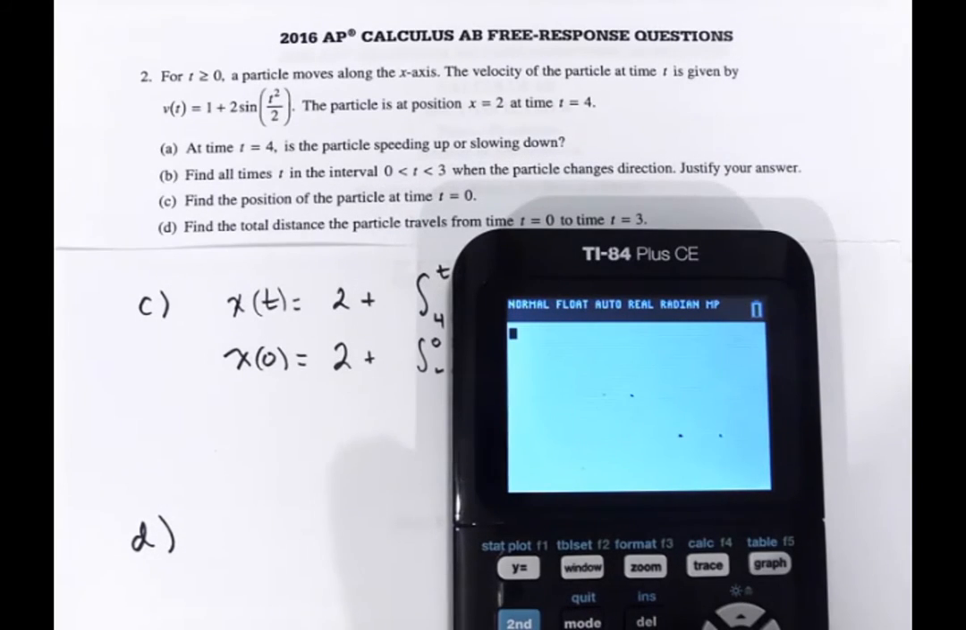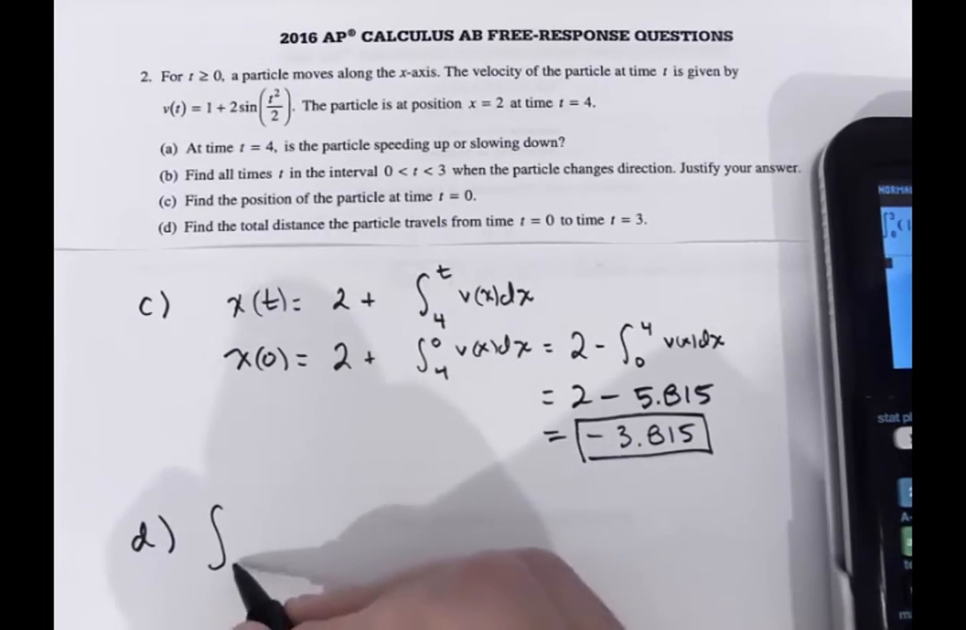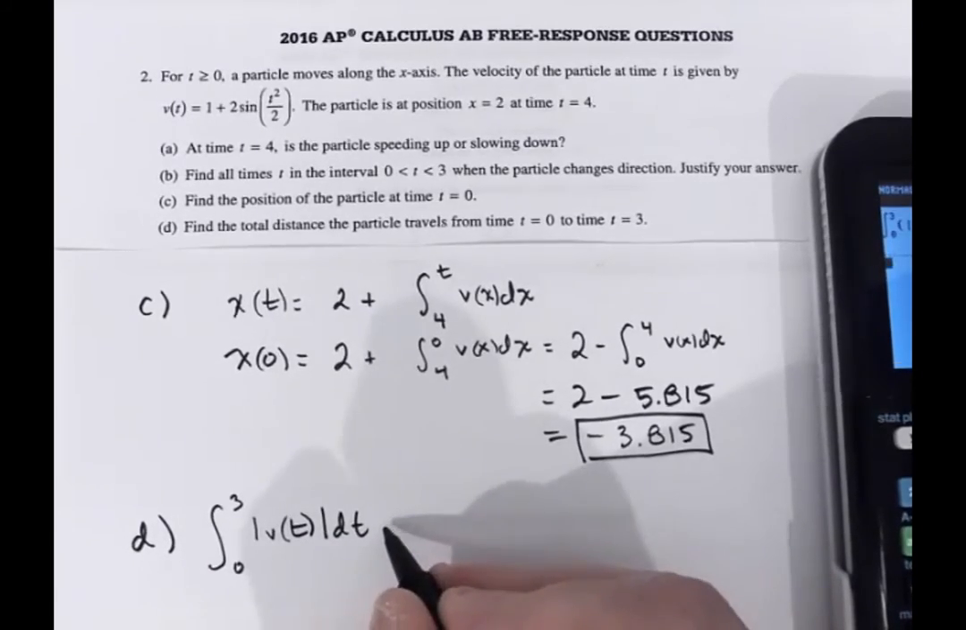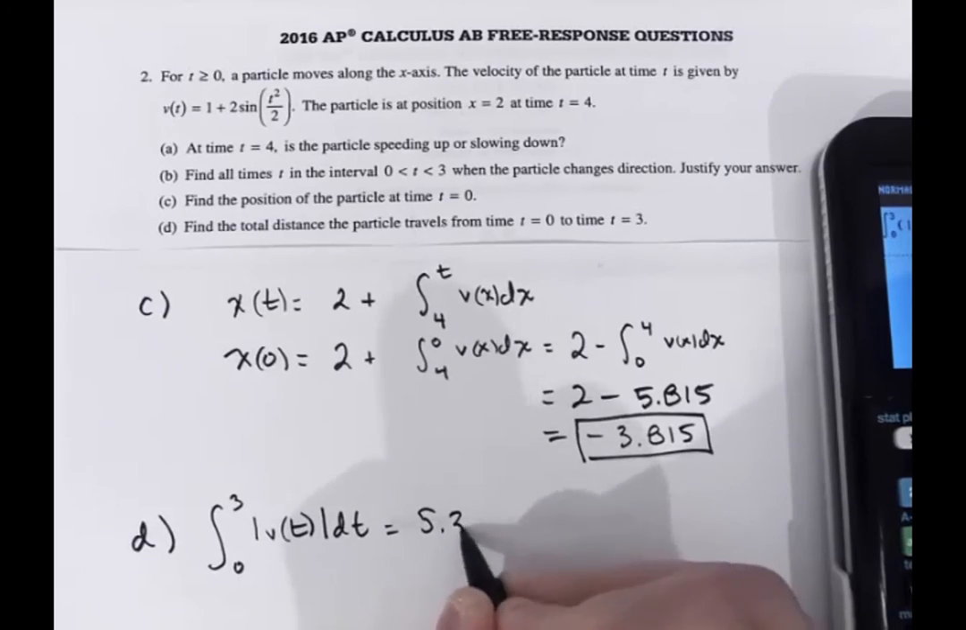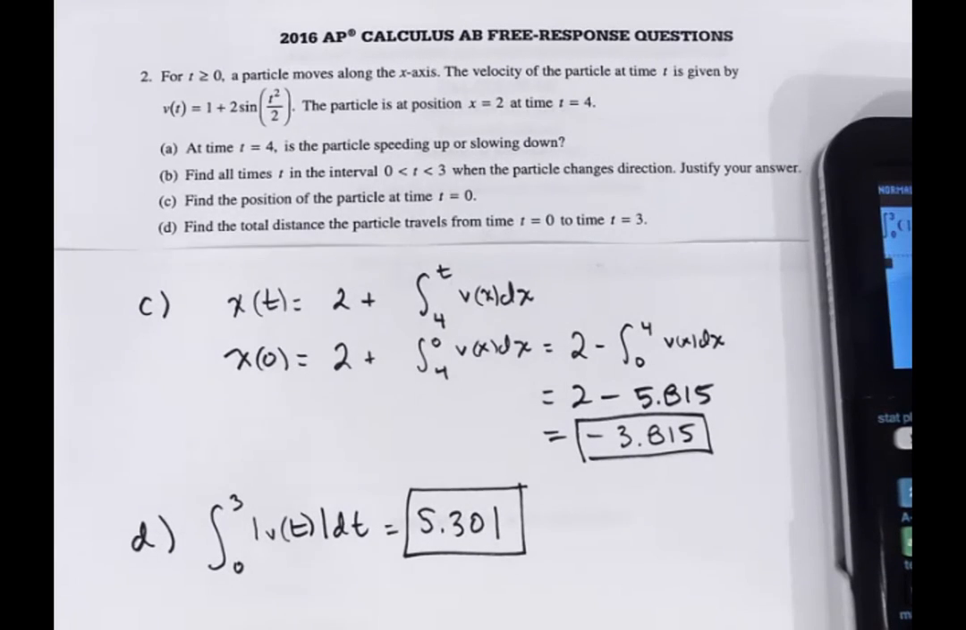So in order to perform this, I'm going to go to Math and do my integral from 0 to 3, and I'm going to do the absolute value of the y1 function, because that's where I wrote it into my calculator. And the absolute value makes sure that all of the velocities are becoming positive, and that just gives me the answer of 5.301. So I would be saying in my justification, the integral from 0 to 3 of the absolute value of velocity of t is equal to 5.301. And that gives me the total distance traveled from 0 to 3.